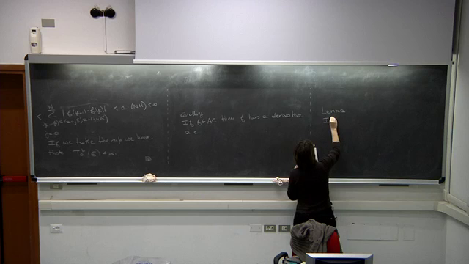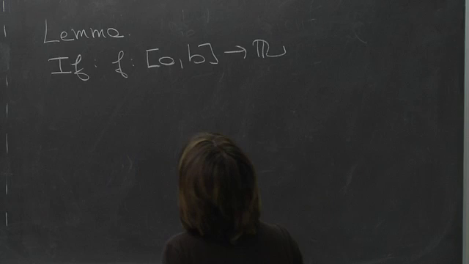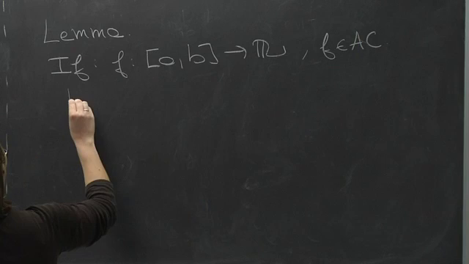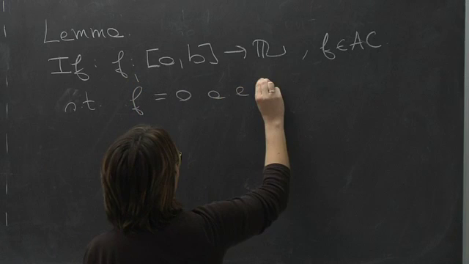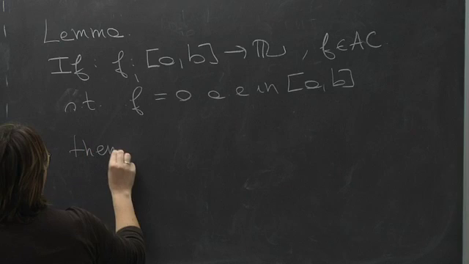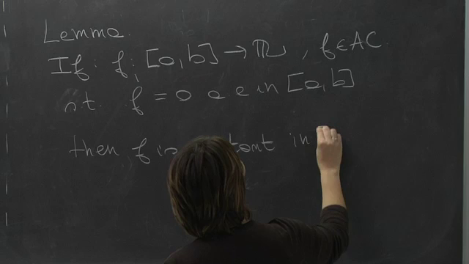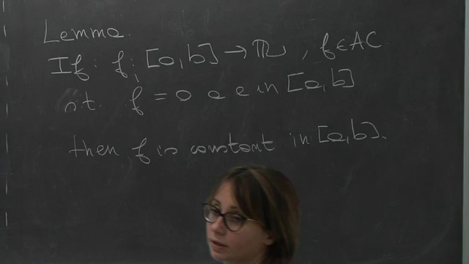So if you have a function which is absolutely continuous, and you know that its derivative is zero almost everywhere in [a,b], what can we deduce? We know that f is constant in [a,b]. If f is in C1, it's trivial, but now we have to extend this.